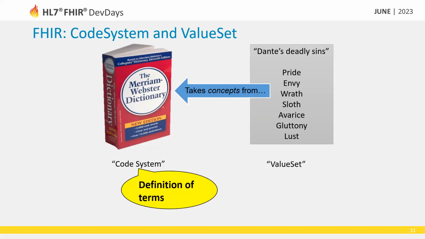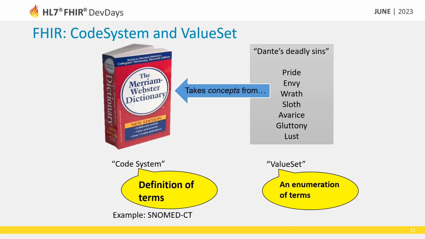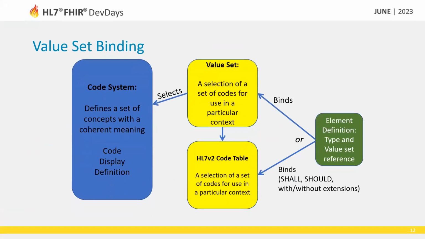So code system is a definition of terms. Value set is an enumeration of terms applicable in a particular context. Plus SNOMED, example here, childhood diseases from SNOMED, which is a subset from SNOMED, that will be a value set. Now, why am I pointing this out? Because in version 2, we actually have a much simpler model. So it's something to be aware of.